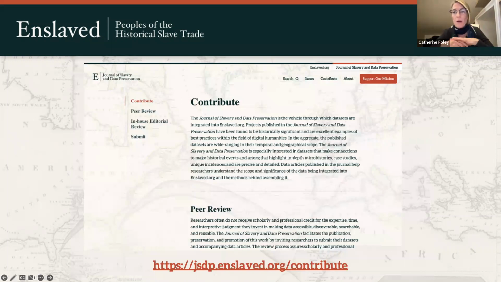So to learn more about what the specific parts of the data article are, you can go to the contribute page of the journal. And on that page, there is an annotated sample of a data article sort of explaining the various pieces. And there's also a template for completing a data article that prompts the contributor to provide the required contextual information.